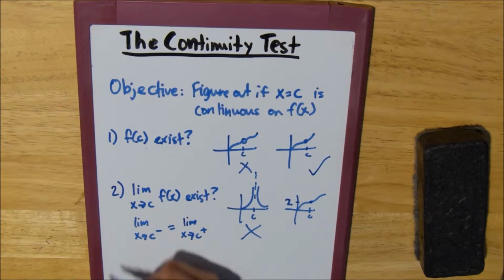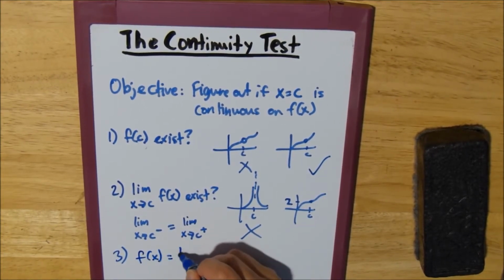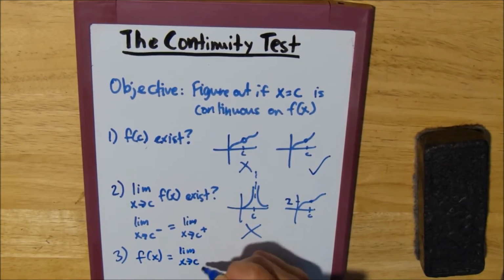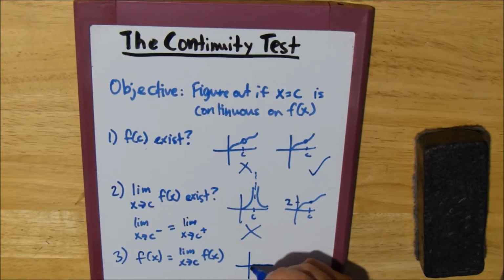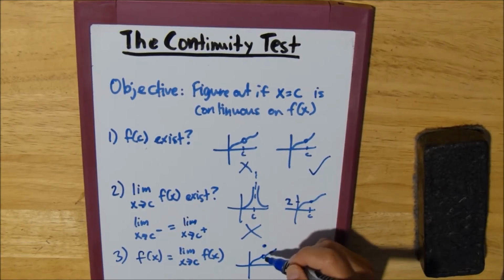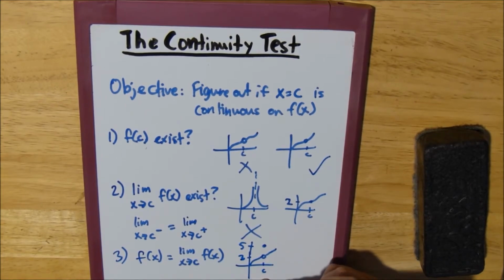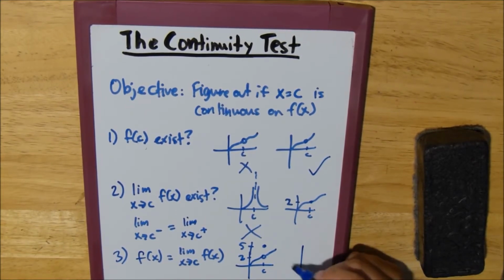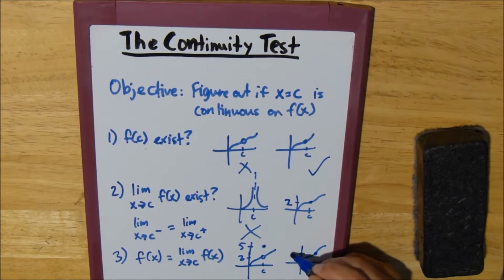Alright, and the third step is, does f of c equal the limit as x approaches c of f of x? Right? Now, essentially what this step is saying is, let's say we have, once again, that whole scenario. And let's say we have a point up here. Let's say that this is at 5, and this is at 3, and this is our c value. And now let's say we have a different graph where there's no hole. Our point is just right there, right where it should be at 3.